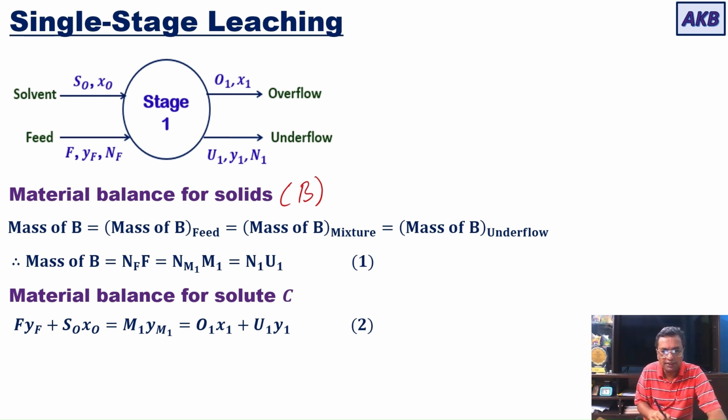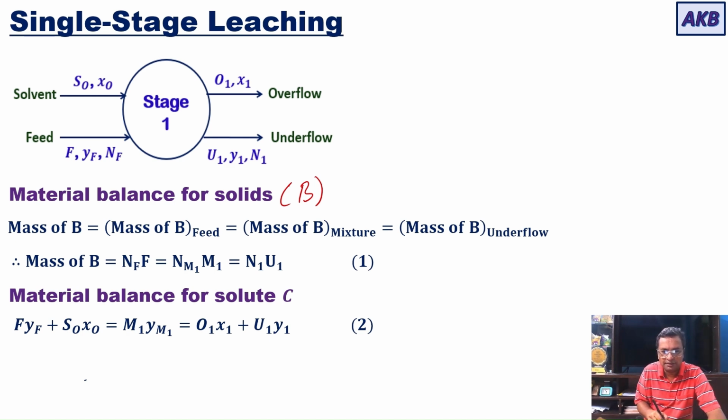Now F, what is F? This is A plus C in the feed. Mass of A plus mass of C in the feed. And what is YF? This is mass of C divided by mass of A plus mass of C in the feed. So mass of A plus mass of C in the feed gets cancelled out and you are left with mass of C.